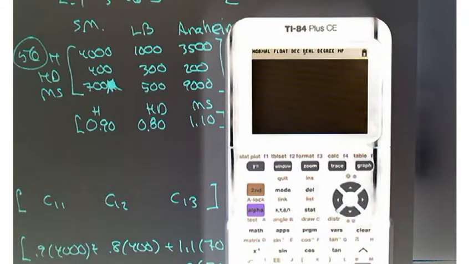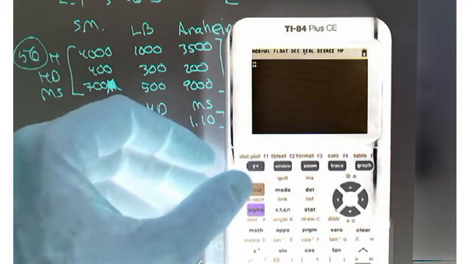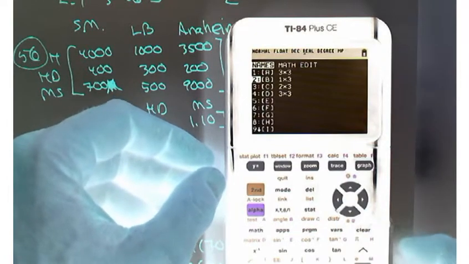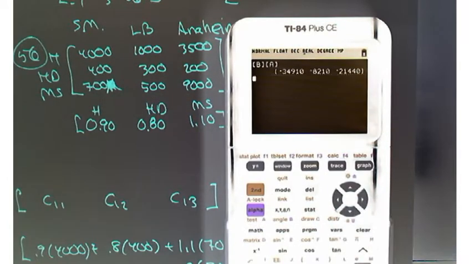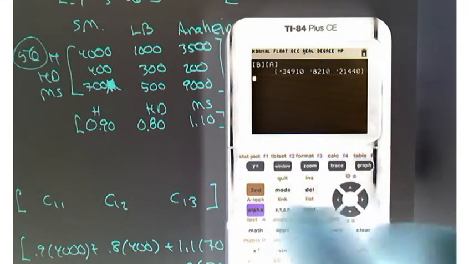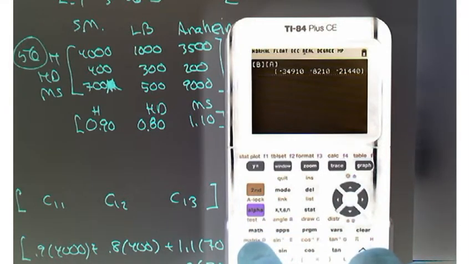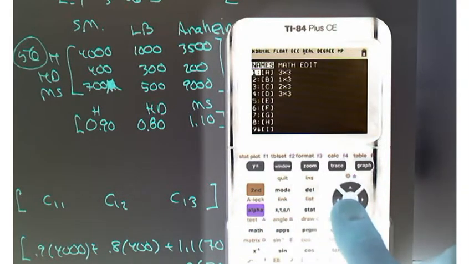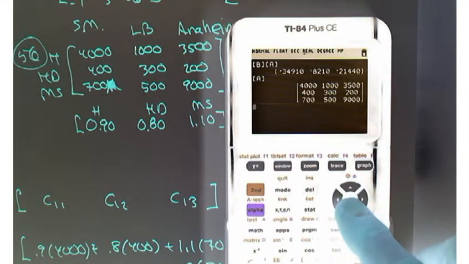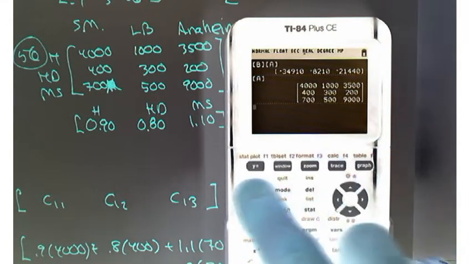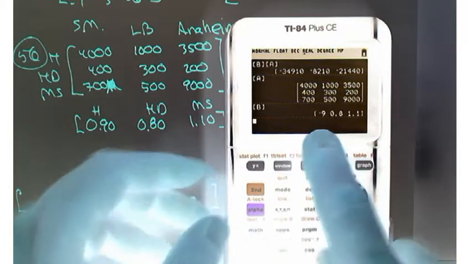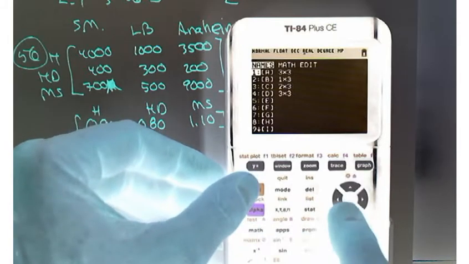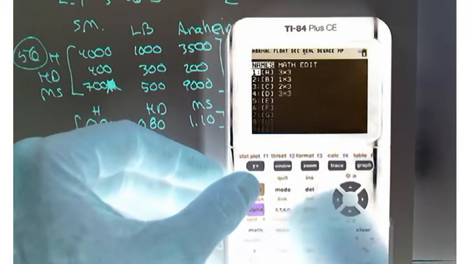So I wanted to do B times A. So let's do that. Second matrix, times A. Oops. What did I do wrong? I shouldn't be getting negative numbers here. B times A. That doesn't look right at all. Are you guys getting something different? Oh, I typed in negative 0.9 by accident. No wonder why. Let's see, I got to go edit that.